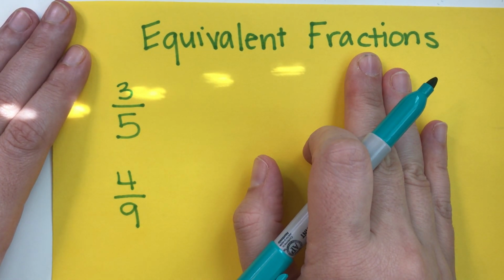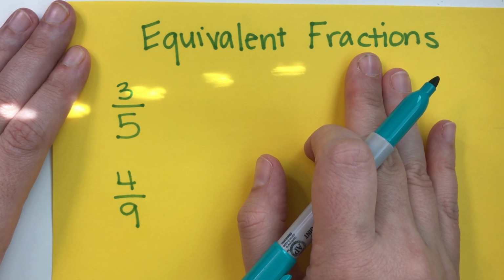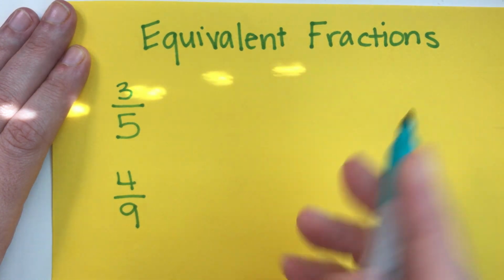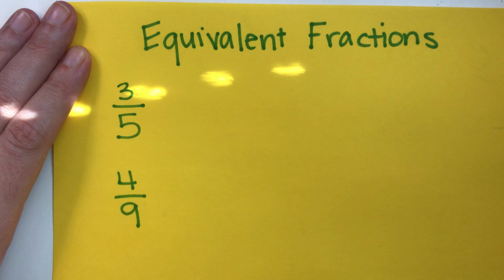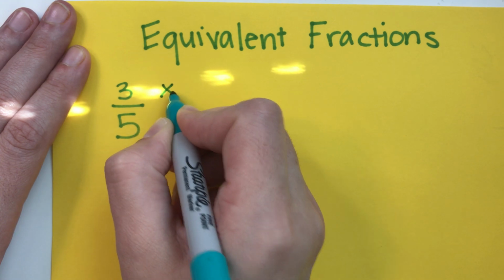So first, an equivalent fraction is a fraction that has the same value but with different digits in the numerator and the denominator's place. So here I have two sample fractions. We are going to use multiplication to make them bigger with bigger digits, but they are going to hold the same value. So we start off first by multiplying.